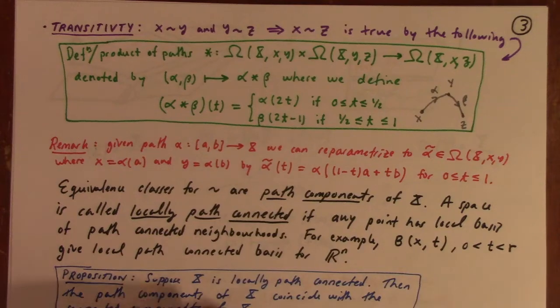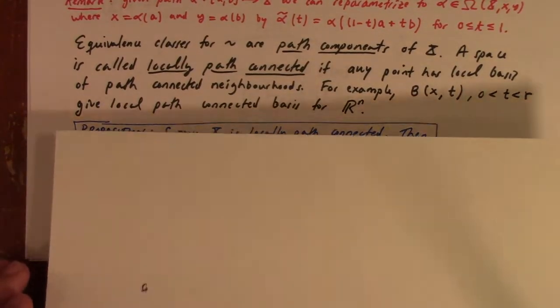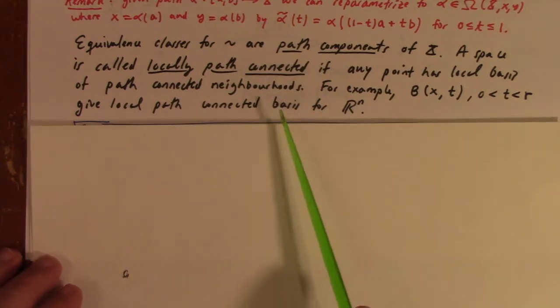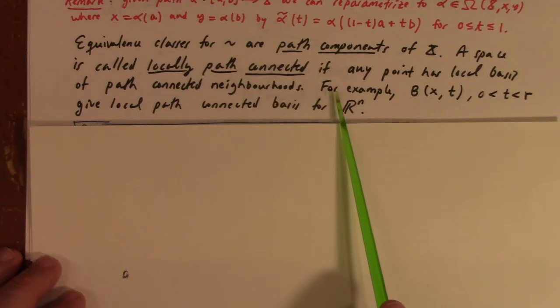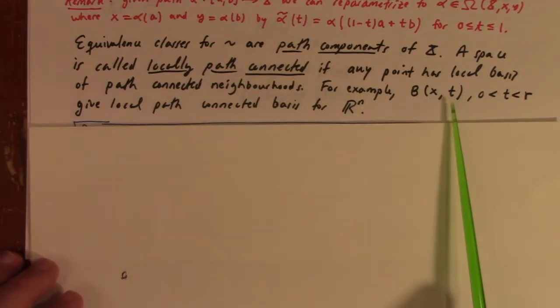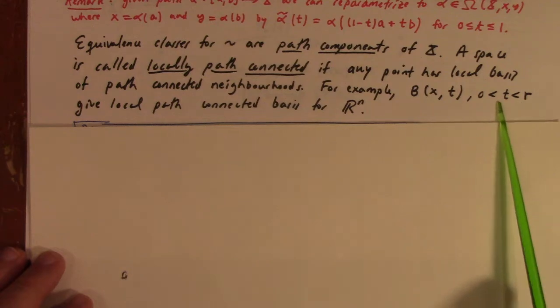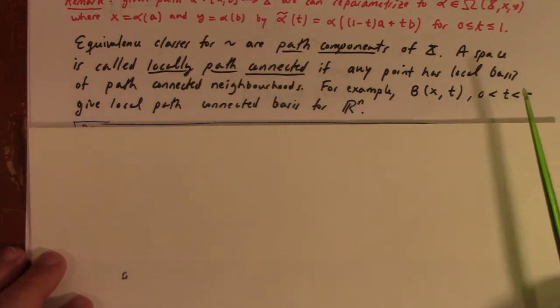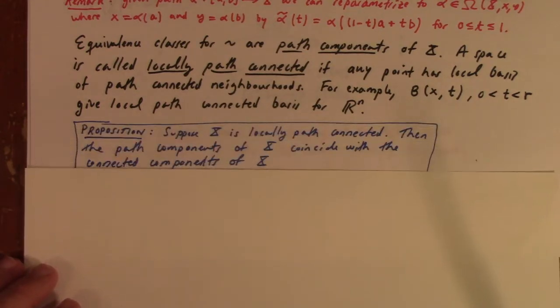Now, the equivalence classes are path components of X, and a space is called locally path connected if any point has a local basis of path connected neighborhoods, like we talked about. For example, the balls in Rn of radius t, for t ranging between 0 and r, give you a locally path connected basis for Rn.